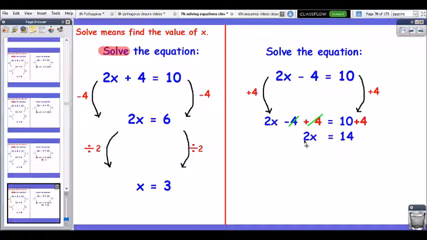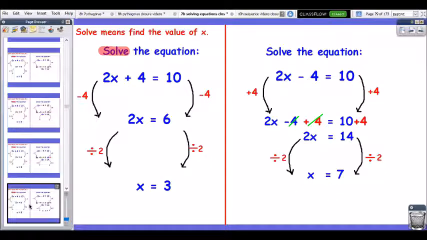But I don't want 2x, I just want x on its own. So this part's similar to my last step in the previous question, isn't it? To get from 2x to x on its own, I divide it by 2. So that tells me that x has to be 7. And if we actually wanted to check our answer, well, 2 lots of something take away 4 gives me 10. If x is 7, 2 lots of 7 gives me 14, and take away 4 equals 10. So I've checked my answer, so I know we are correct.